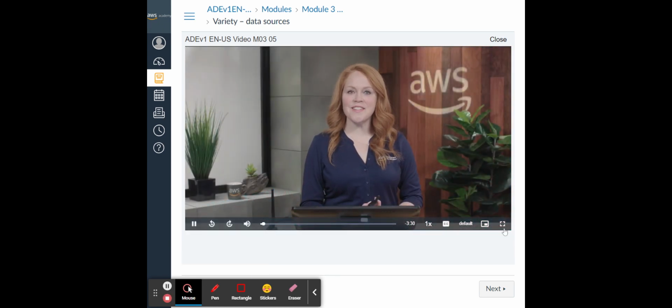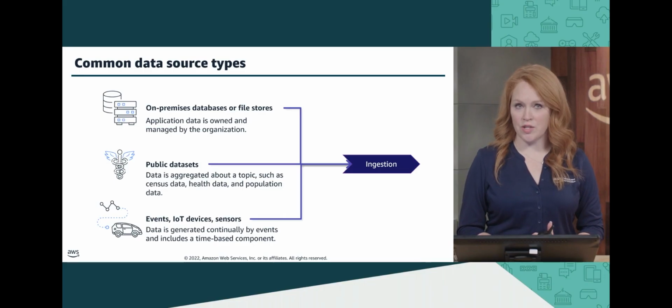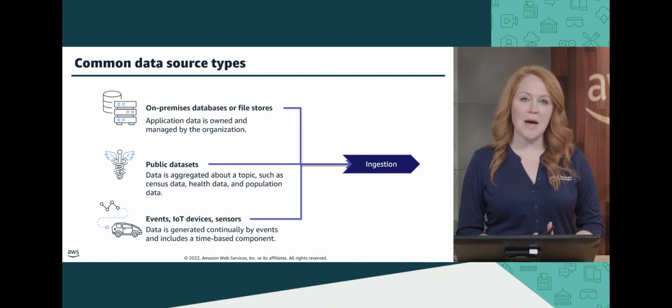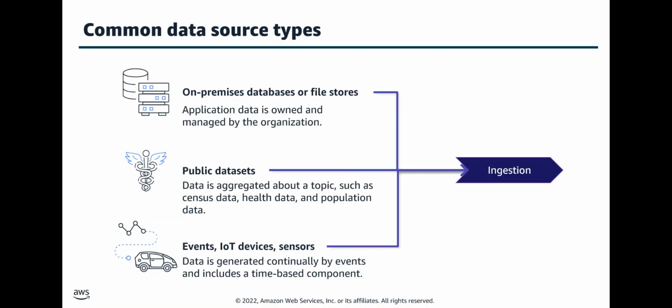This section discusses the variety of data sources that you might use to fill your data pipeline. Now that you have looked at how data might be structured, you want to consider the characteristics of the data source itself. Your pipeline might need to combine data from many different sources and pull them together as a new data source to be analyzed. Three common types of data sources include your organization's own databases or file servers, public data sets about a topic of interest, and data generated by events, Internet of Things or IoT devices, and other sensors.